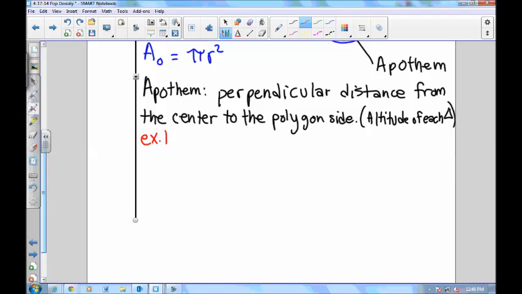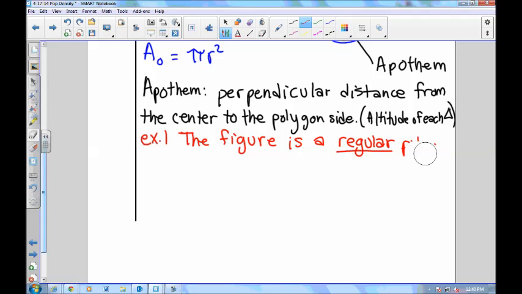Example 1. The figure is a regular pentagon. Once you see that word regular, you should know that all sides and all angles are congruent. If you don't see the word regular, then you can't assume that all sides are congruent unless it's marked. The figure, which I'll draw in a sec, is a regular polygon. Oh, pentagon, not just any polygon, it's a pentagon.